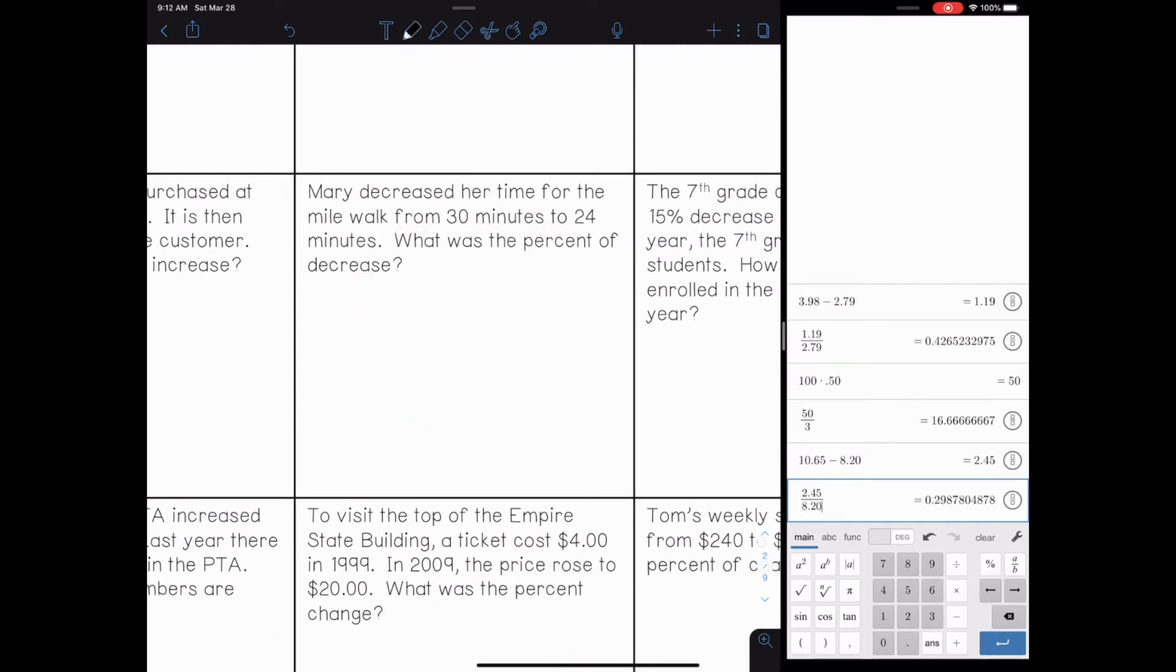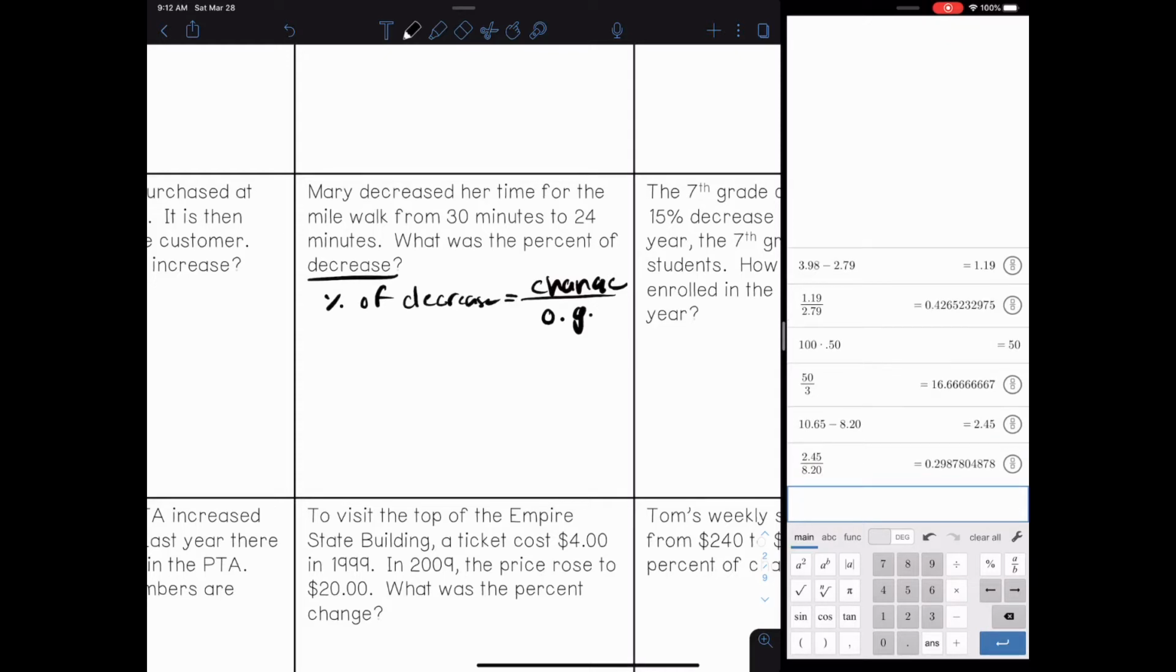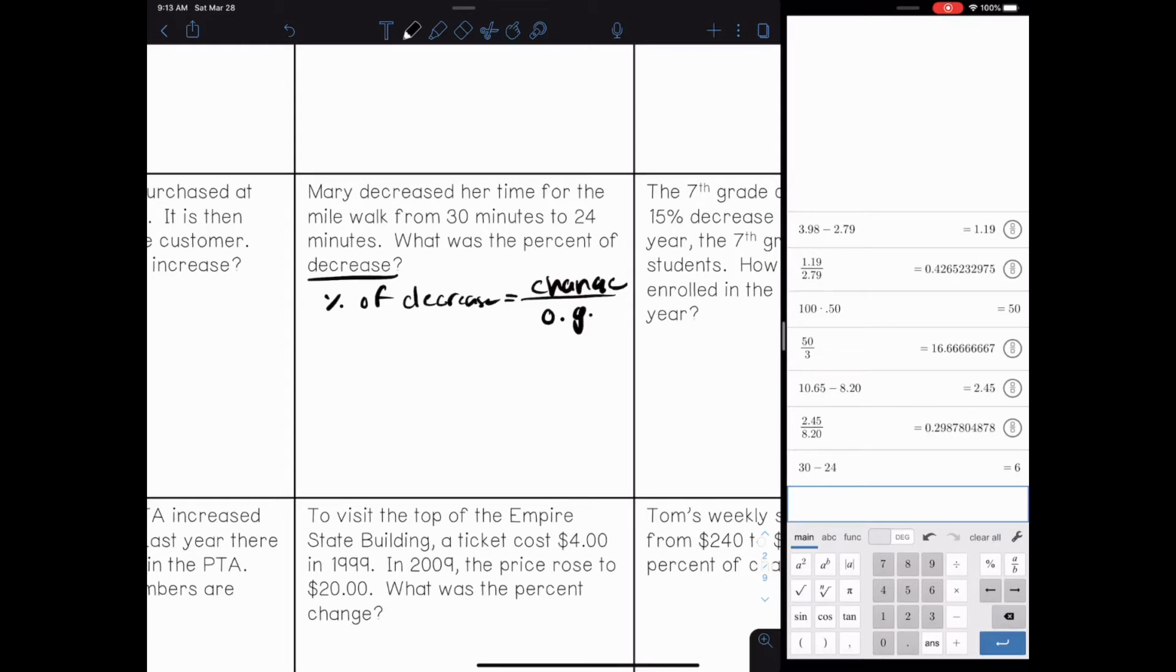Mary decreased her time for the mile walk from 30 minutes to 24 minutes. What is the percent of decrease? So, I'm looking for percent of decrease. And I know that it's change divided by the original amount. Well, how much was the change? How do I find the change? Well, she went from 30 minutes to 24 minutes. That's a change of 6.